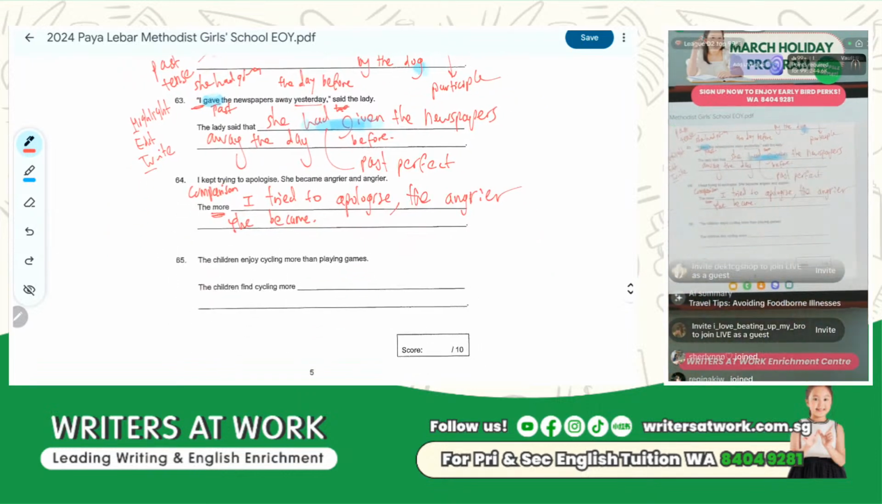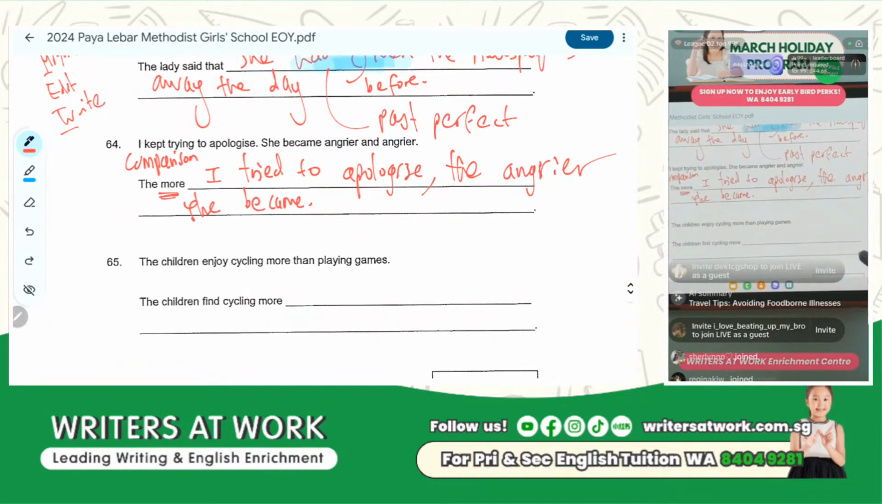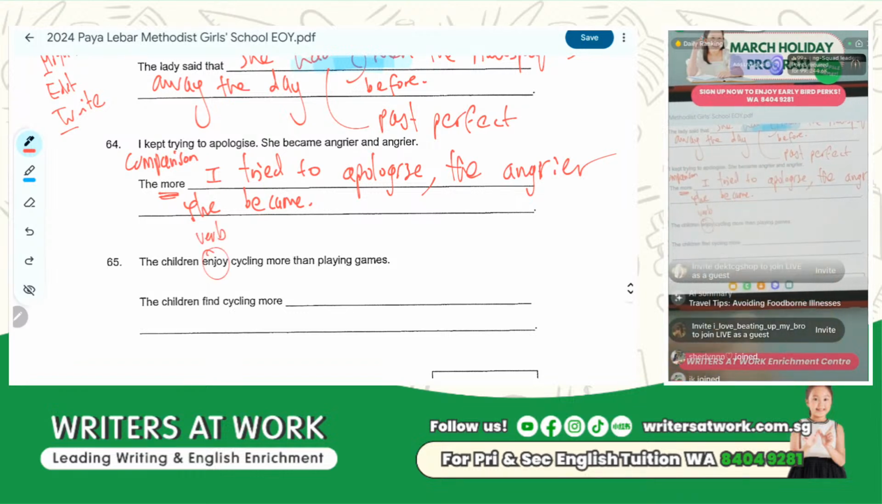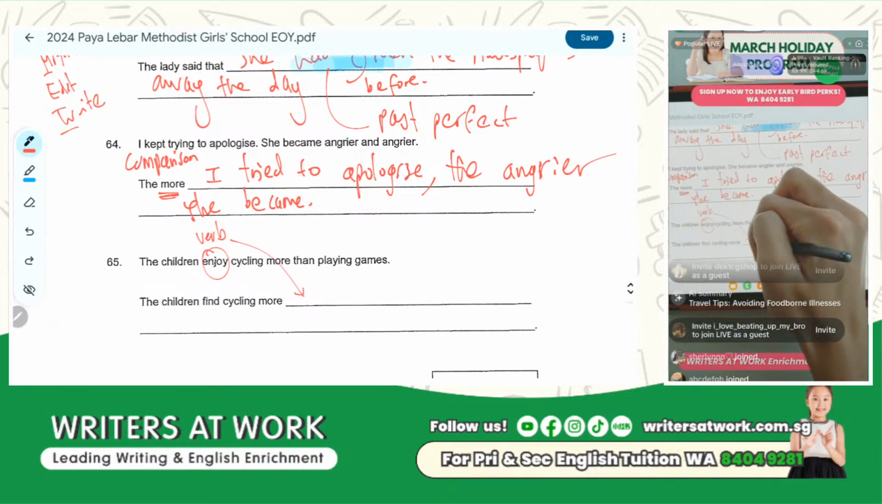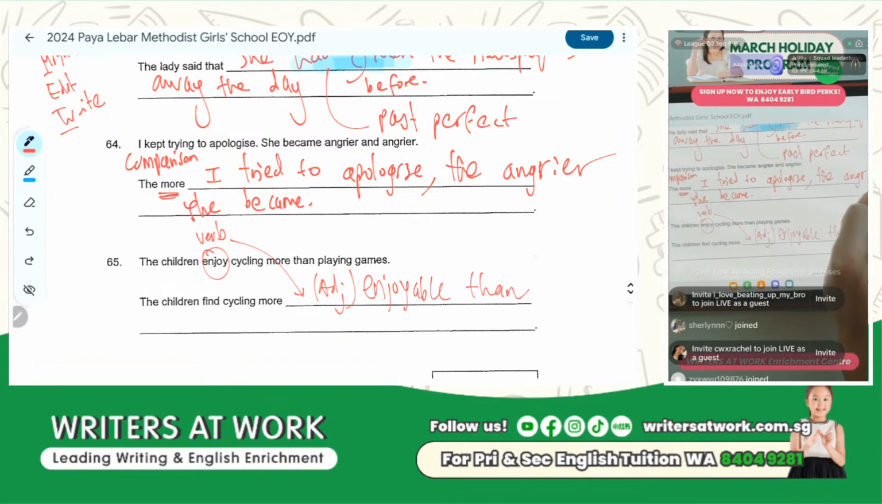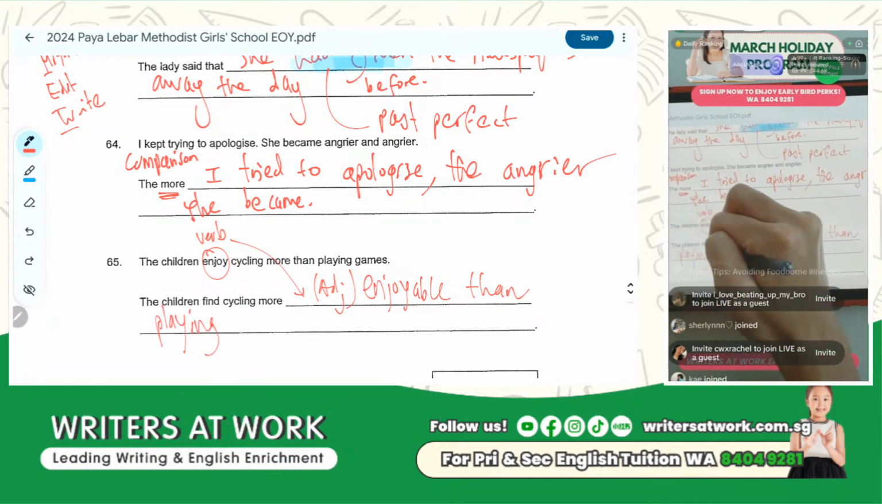Okay, now let's look at question 65. The children enjoy cycling more than playing games. So you can see that "enjoy" here is a verb, it's an action. Now we're trying to change this verb into an adjective. So it will be "more enjoyable than playing games." Okay?